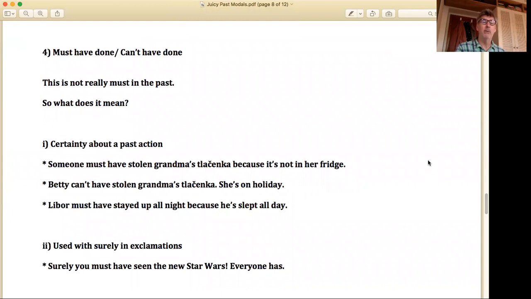So now here we have must have and can't have. Well, I want to focus on must have, because in our lecture a couple of weeks ago, I talked about must. We have must, and must is only present tense. We can't put it into the past tense, but we can use this structure in the past. And it's not really the same as must, but it has a very unique and interesting meaning that's connected to must, okay?